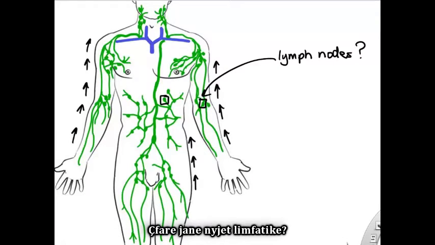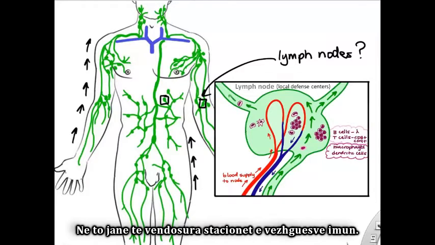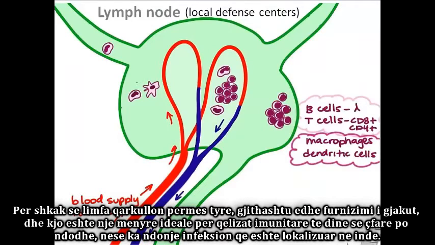What is a lymph node? It's basically like a little pocket made by connective tissue supporting groups of immune cells. And so they're basically localized immune surveillance stations. Because the lymph flows into them as well as the blood supply, it's an ideal way for your local immune cells to know what's going on if there's an infection locally in your tissues.